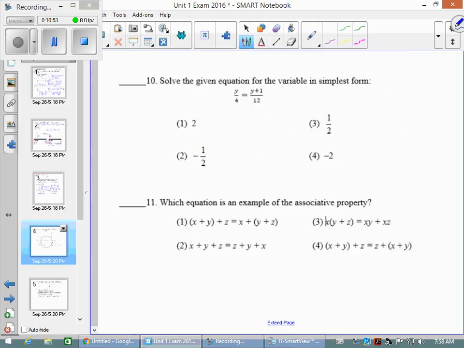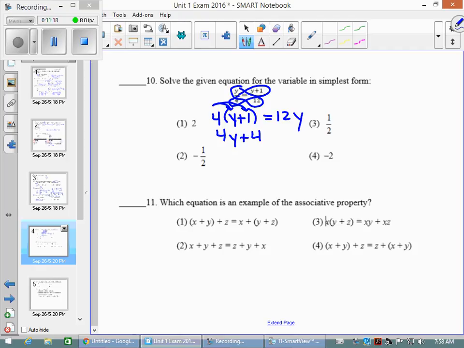Okay, for question 10, it says to solve the given equation. So we have a fraction equal to another fraction. This is when we're set up to cross multiply. So if we cross multiply, we get 4 times y plus 1 is equal to 12 times y. I'm going to start by distributing my 4. So I would get 4y plus 4 is equal to 12y. I'm going to subtract this 4y. I get 4 is equal to 8y, divide by 8, and we get a y value of 4 over 8, which would simplify to a positive 1 over 2, choice 3.